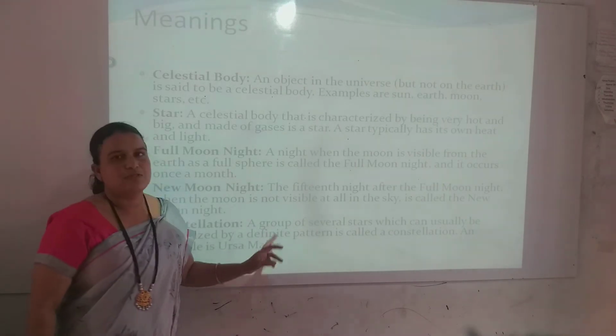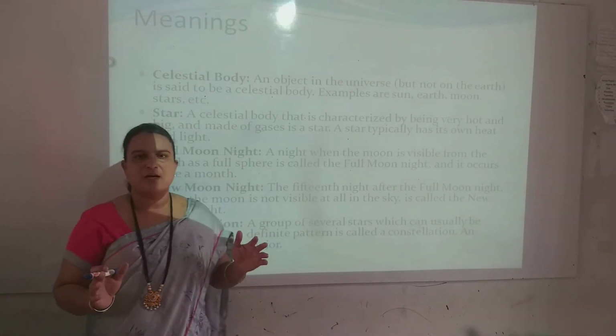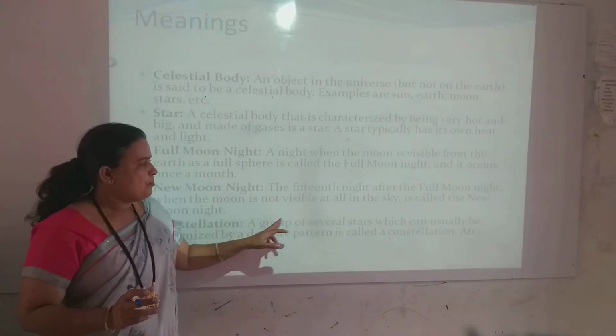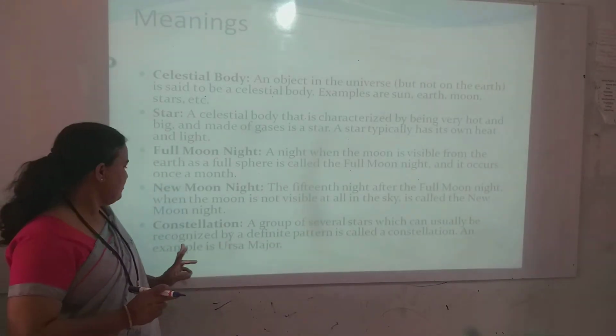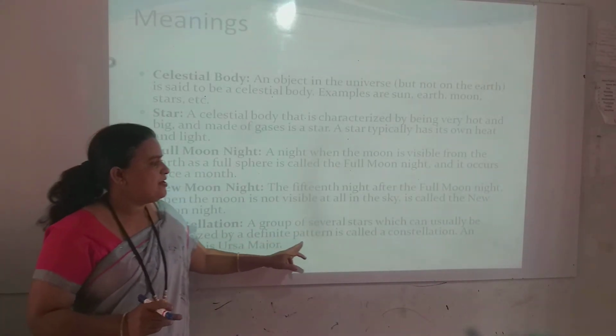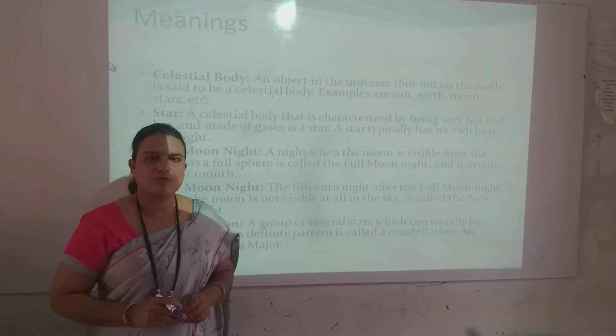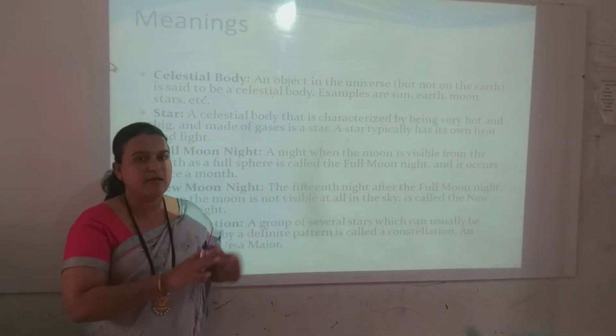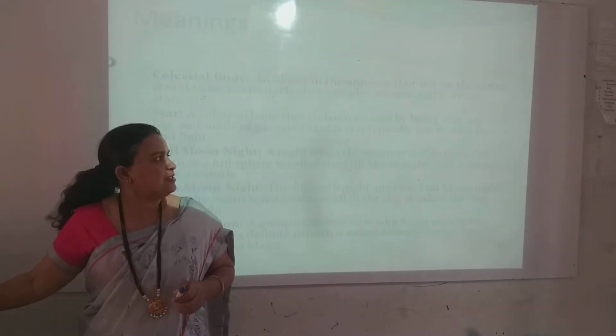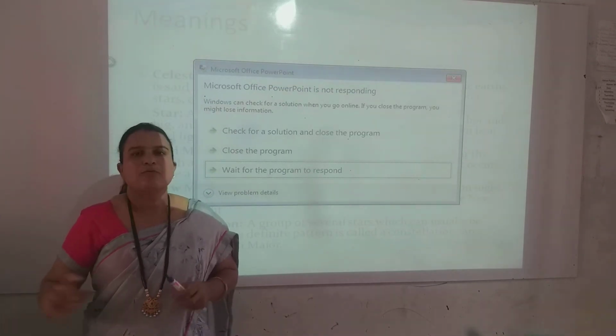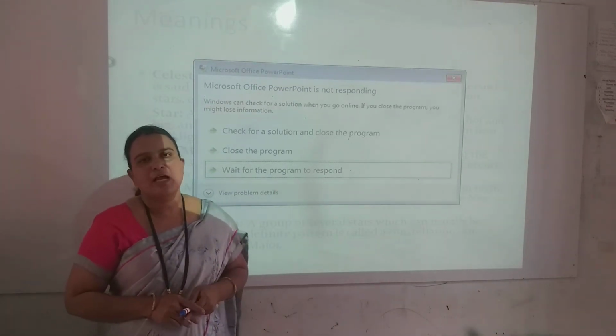Constellations. Constellations means groups of stars. A group of several stars which can usually be recognized by a definite pattern is called a constellation. Like we have studied earlier, Ursa Major is one of the constellations which appears.